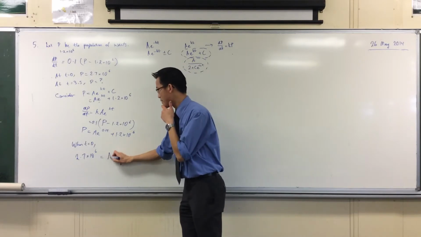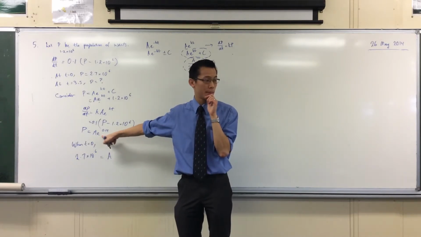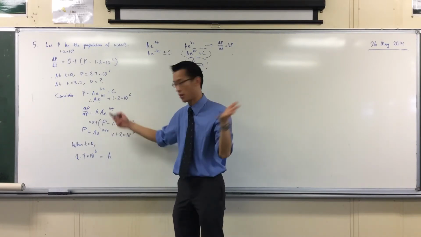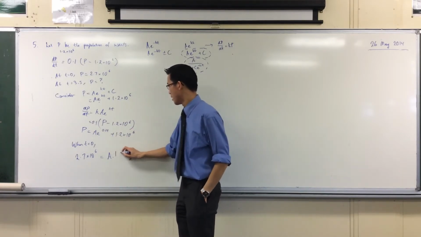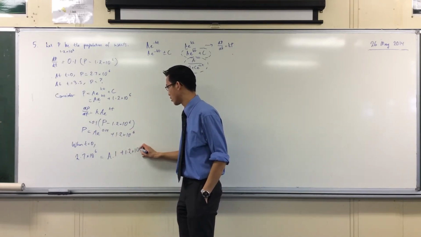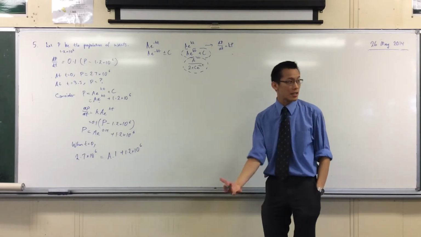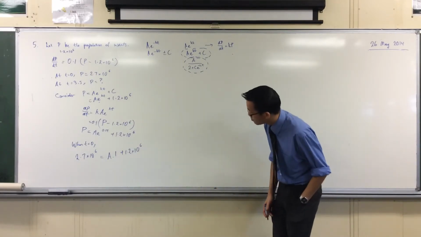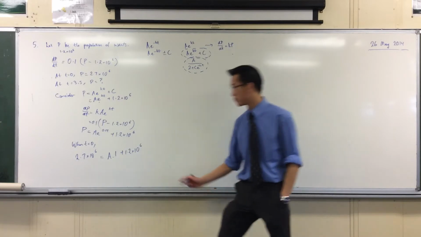You can see what's going to happen here. This is just going to become 1, because e to the naught is 1, times A plus that 1.2 million constant that's just floating around. So that's why you get your value of A as, by the looks of it, 1.5 million.